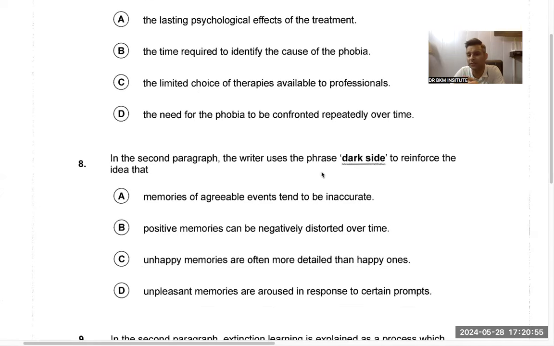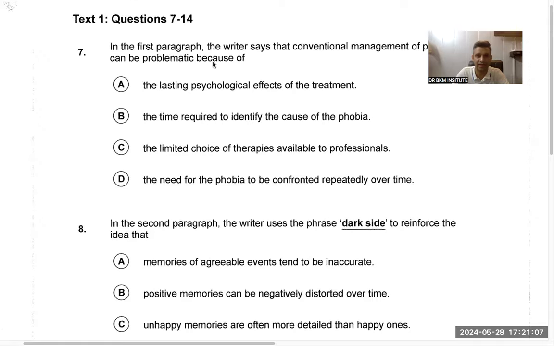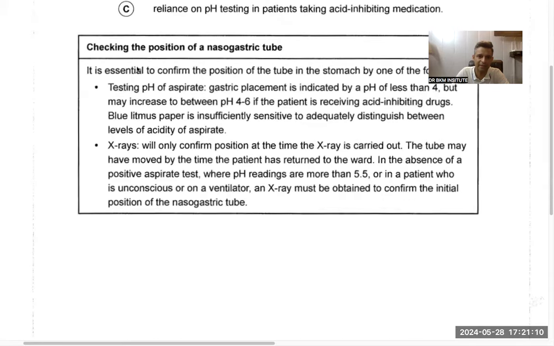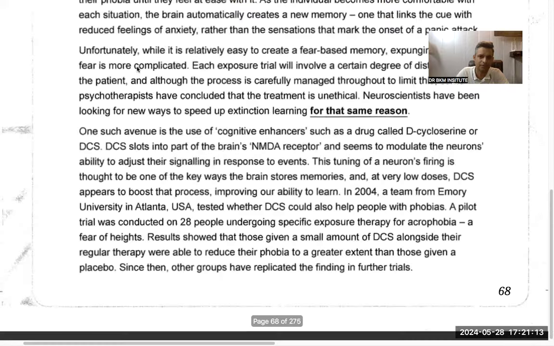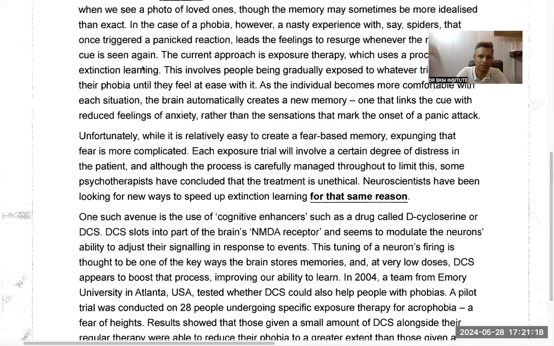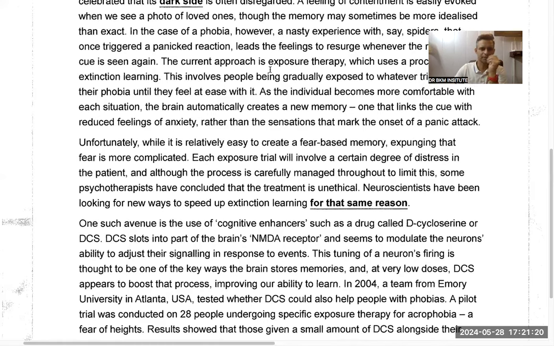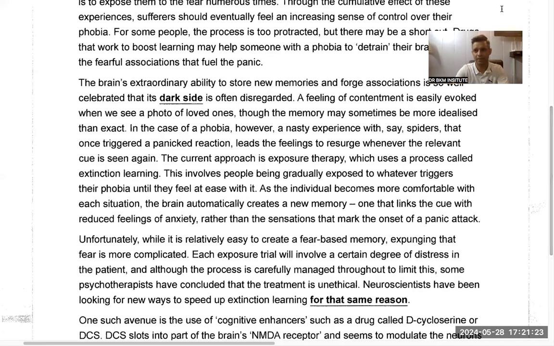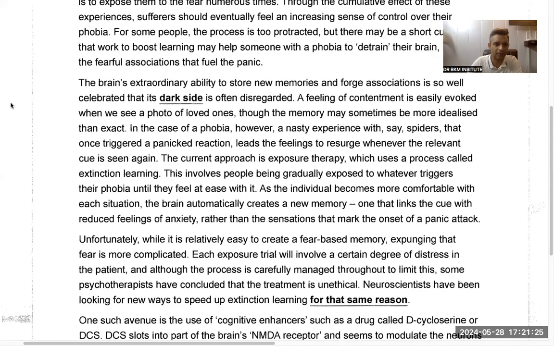The writer uses the phrase "dark side." So dark side again is a negative word, used to reinforce the idea. Through the dark side, he wants to reinforce the idea. Okay, let's see what the paragraph is. Okay, here it is. Please concentrate. Again, don't be in a rush. Just try to learn, and please be at ease and calm.